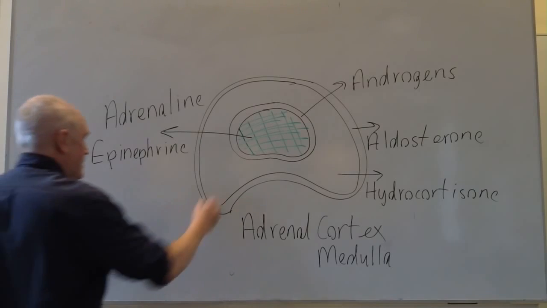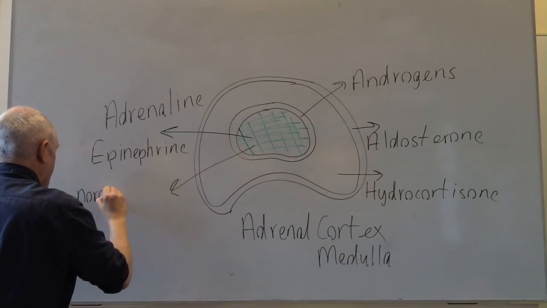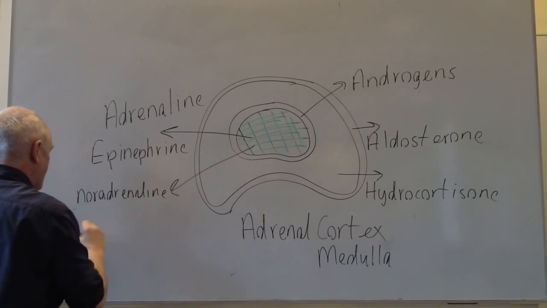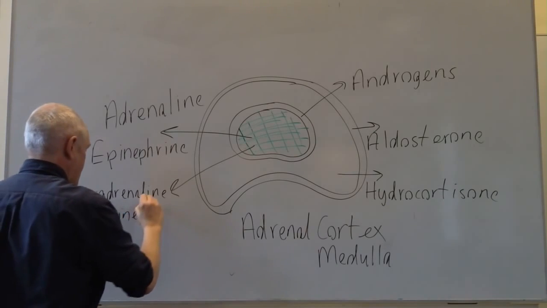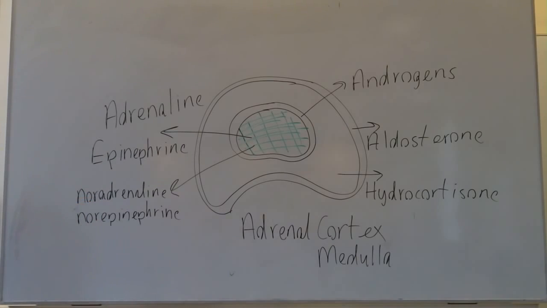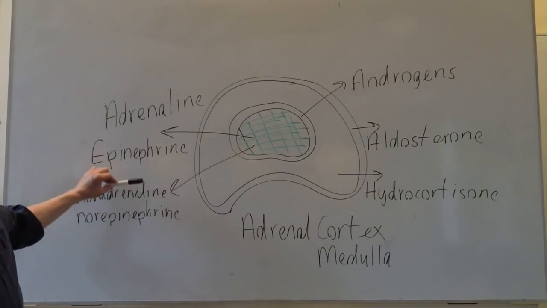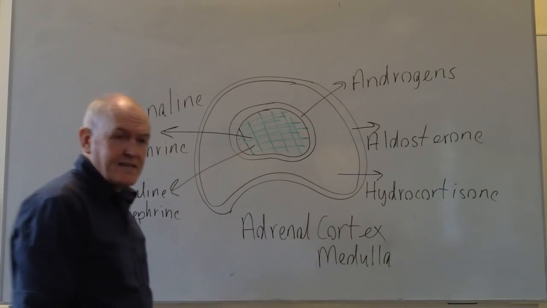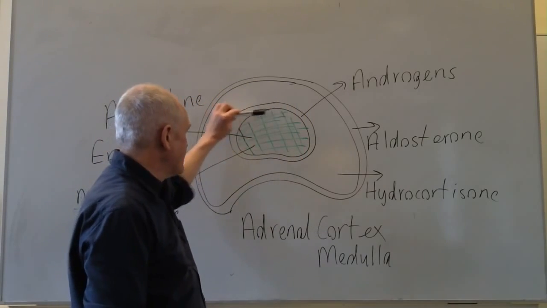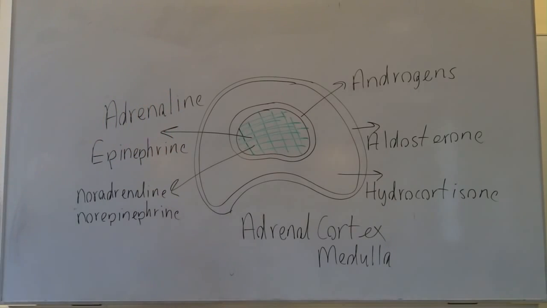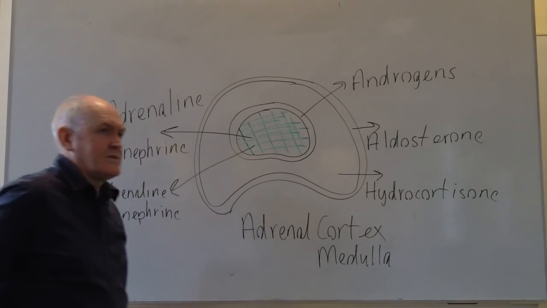And the adrenal medulla also produces noradrenaline, also called norepinephrine. It's exactly the same thing. So this noradrenaline is the same hormone that's actually produced by the sympathetic nervous system, but it's made by specialised cells in this case in the adrenal medulla. So specialised cells in the adrenal medulla produce adrenaline and noradrenaline. Mostly it produces adrenaline. Most of the hormone produced by the adrenal medulla is adrenaline.